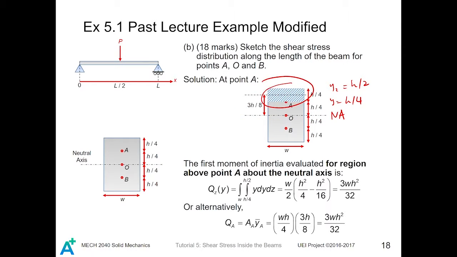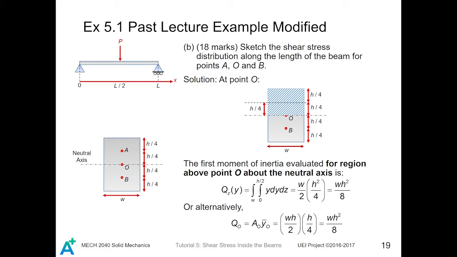So for this region, its axis of symmetry has a distance of 3h divided by 8 with respect to the neutral axis. Then it is 3h divided by 8. By multiplying those two terms together, you will also get the same answer, which is 3wh squared divided by 32.